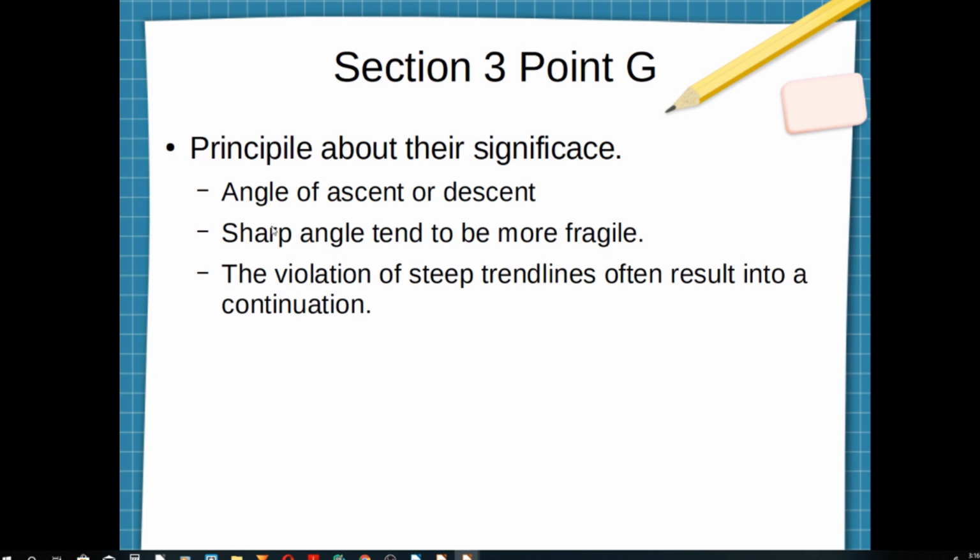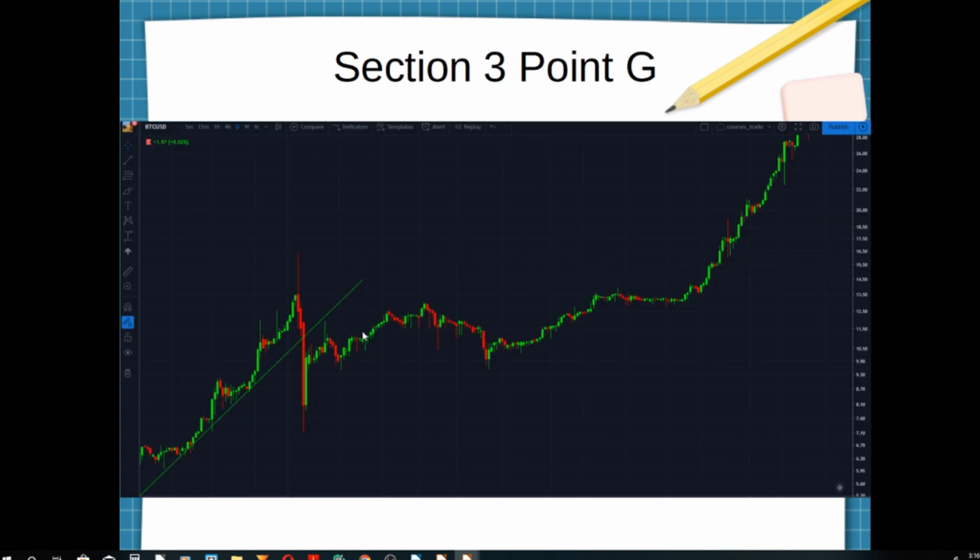Okay, now another thing I was talking about. A trend line can be extremely sharp. The significance of a trend line depends on the angle of ascent or descent. Sharp angles tend to be more fragile. The violation of a steep trend line often results in a continuation. I think I already told you that. I'm just going to give you a couple of examples. Now, I failed to place the date. I'm going to be more careful about this.